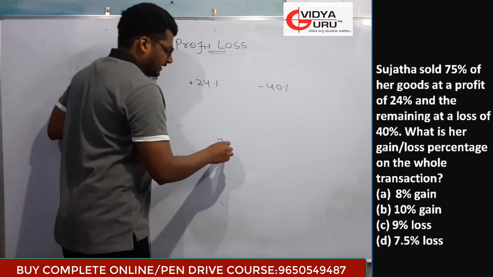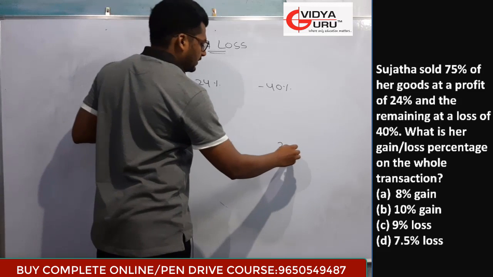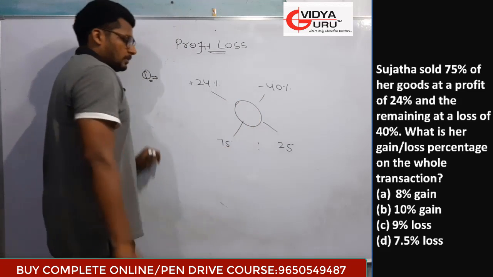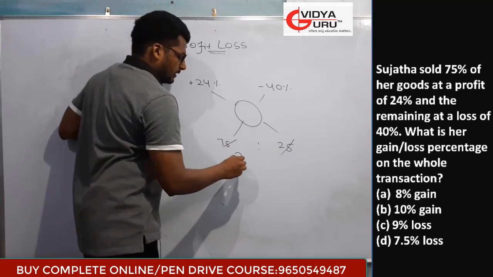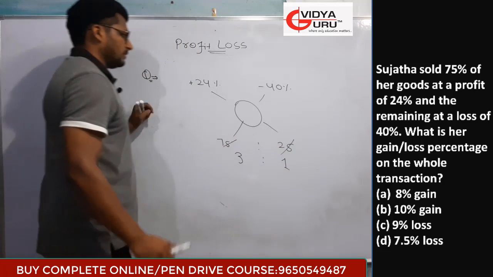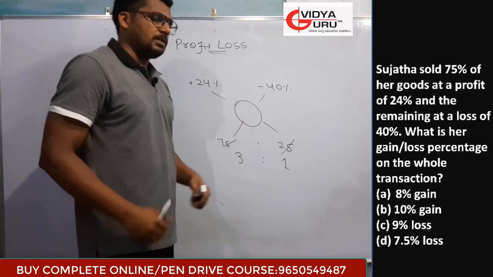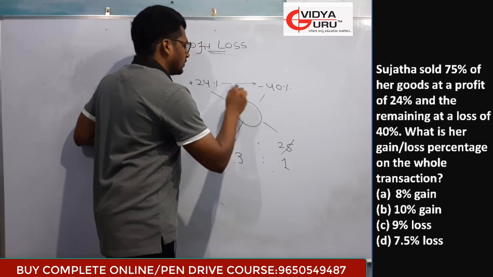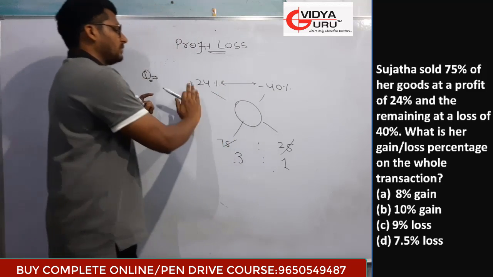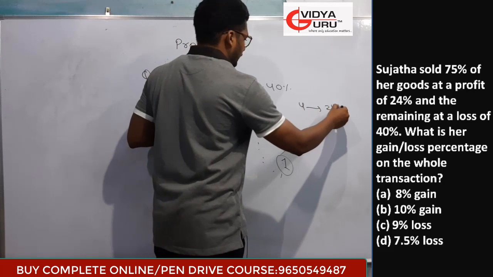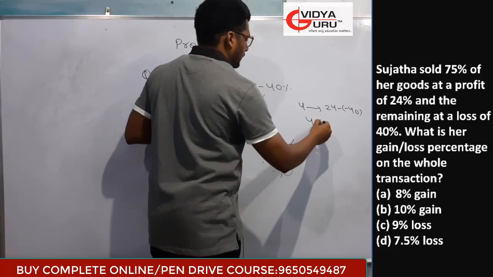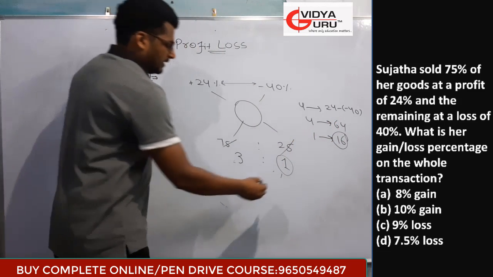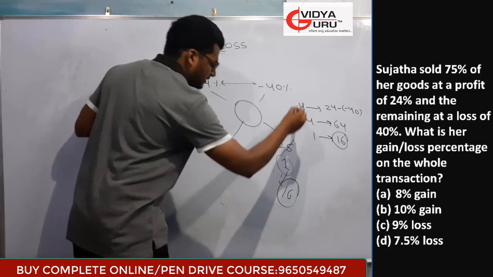These were 75% goods, then these will be 25%. If I take the ratio, it will be 3:1. Now there are many methods to solve these. How can I solve them? This ratio is divided into the difference of these two. What will be the difference of these two? Value of 4 will be 24 minus minus 40, 4 will be equal to 64 and value of 1 will be 16. That means this 1 will be equal to 16.